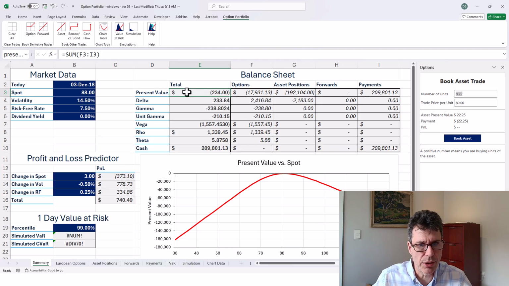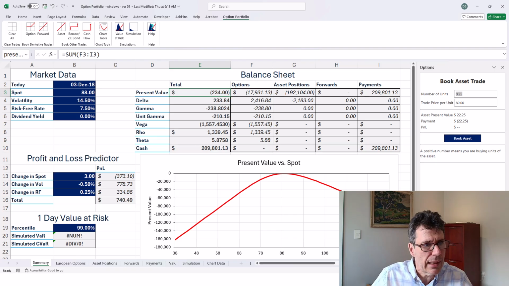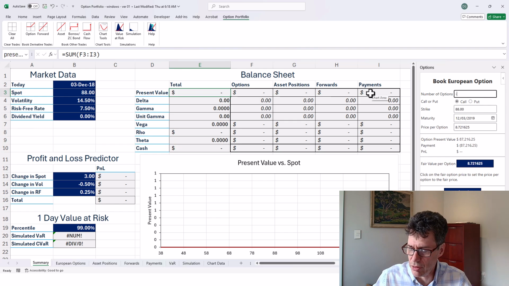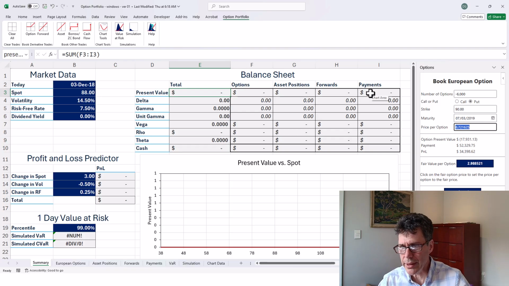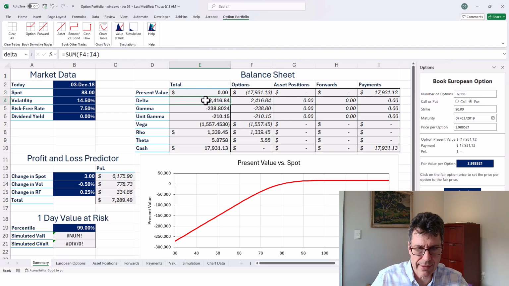Okay, so now in order to do the next scenario, asset moves from 88 to 88.5 to 89 to 88.5, back to 88. We have to start over. I'm going to clear out my positions, and I need to get my option position back in. So again, what was it? We sold 6,000 put options with a strike of 90 and a maturity of July 3rd, 2019. They were 2.988521. Book those in. There's our 2416 shares.